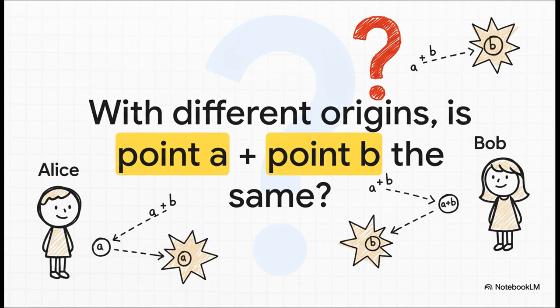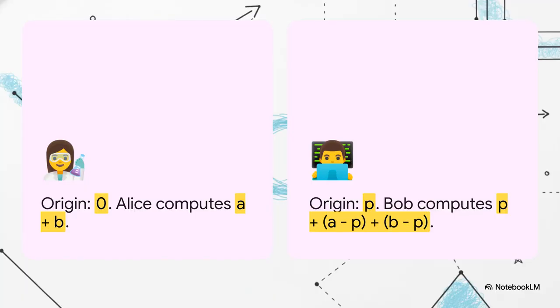The catch is, Alice has her own coordinate system with her own origin, and Bob has his somewhere else. Now, if we ask them both to do the same thing, add point A to point B, are they going to agree on the answer? Let's actually walk through their calculations. For Alice, it's easy. Her origin is the standard 0. So adding points A and B is just simple vector addition from her perspective.